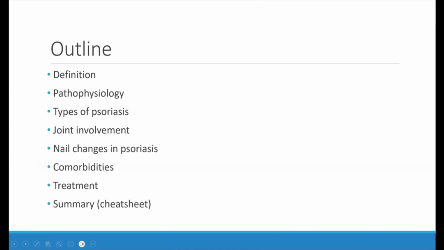This is the outline of the talk today. We will look at the definition of what psoriasis is, pathophysiology, types of psoriasis, joint involvement, nail changes, as well as comorbidities before we look at treatment, and finally a summary in the form of a cheat sheet.